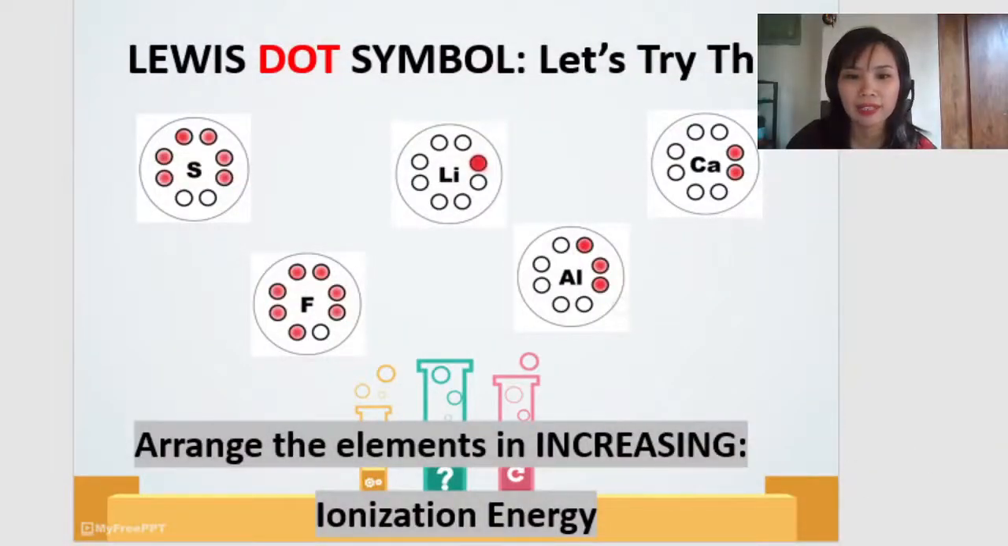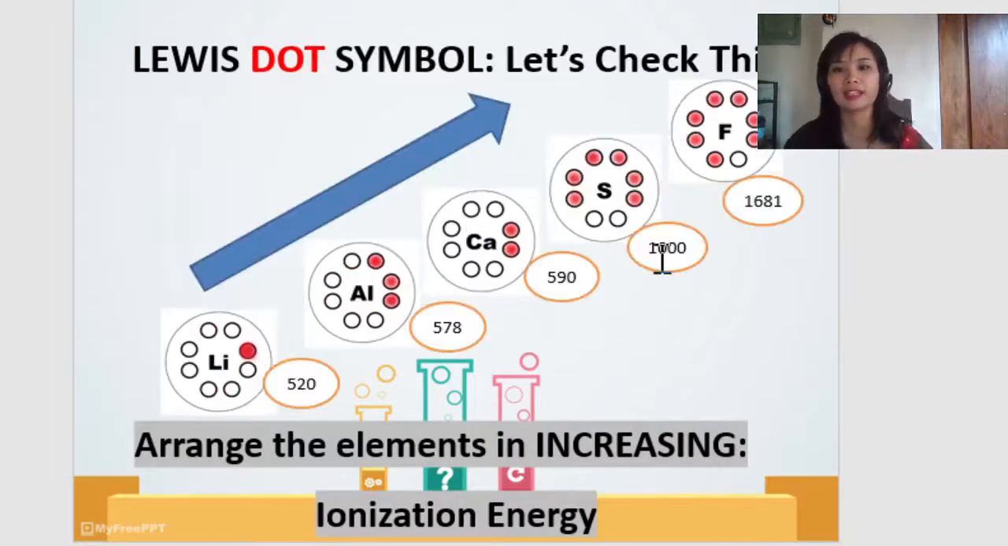The correct answer is tadadaan. It's what? Ayan na nausap. So based sa ato ang table na present starting from lithium with 520, aluminum 578, calcium 590, sulfur 1,000, and fluorine 1,681. If you're going to observe, pinaka low ng ionization energy sa lithium, which is a metal, and the highest ionization energy, fluorine, which is a non-metal.